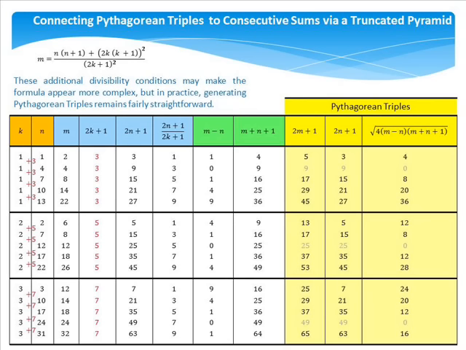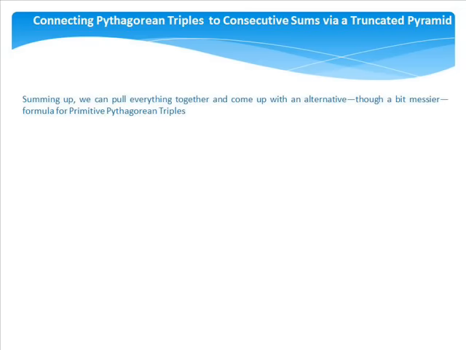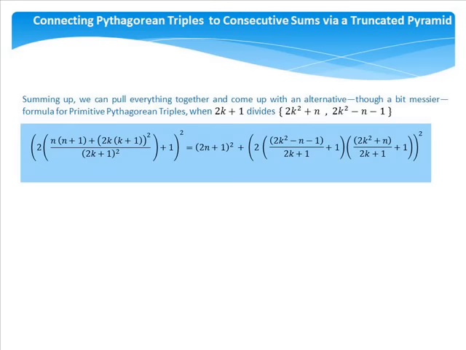We will explore these relationships further, but first, let's recap what we have established so far. Summing up, we can pull everything together and come up with an alternative, though a bit messier, formula for primitive Pythagorean triples, when 2k plus 1 divides 2k squared plus n and 2k squared minus n minus 1.